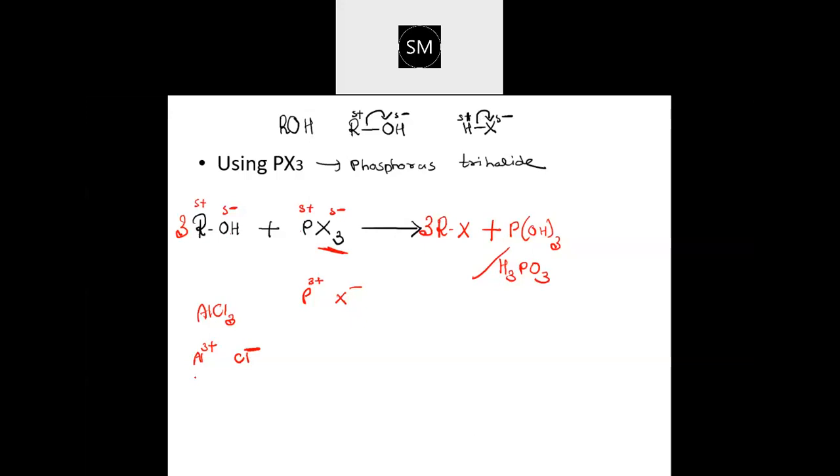Copy this down and write one example as well. Below this, we will take one example and write it. Alcohol with PX3: R combines with X, and P combines with OH. So you'll get 3 molecules of RX and P(OH)3, which I said could be written as H3PO3. That's how it is given in the book, which is phosphorus acid.